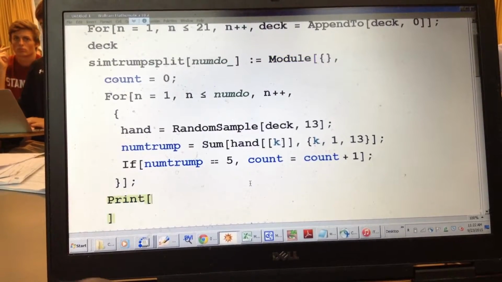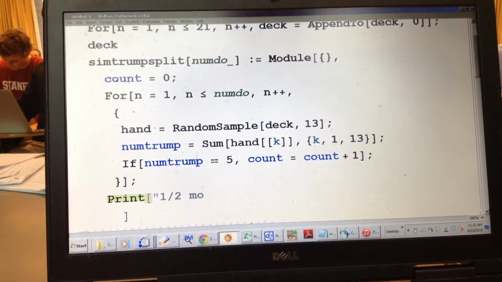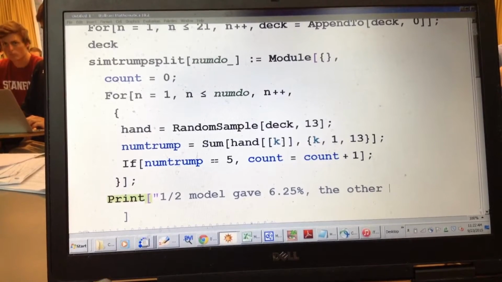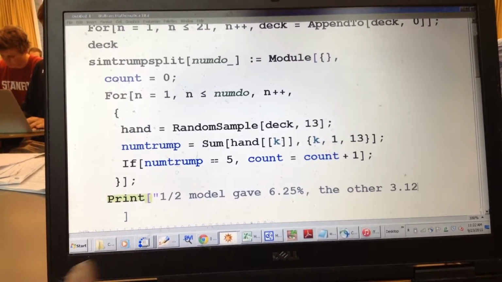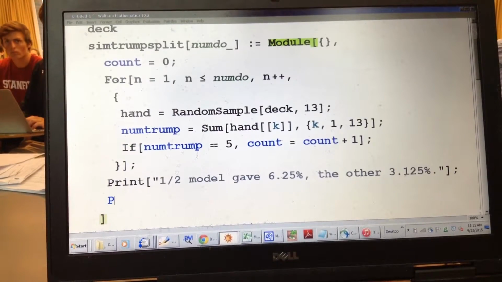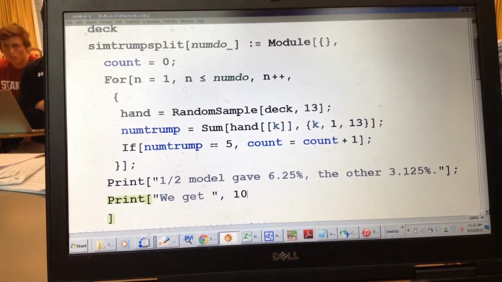Print, the first one, the 1/2 model gave 6.25%. The other was 3.1%, 125% maybe. And then print, we get, and when you do 100.0, that's going to force it to be a real number and not a ratio. I don't want to have a ratio of two large numbers.